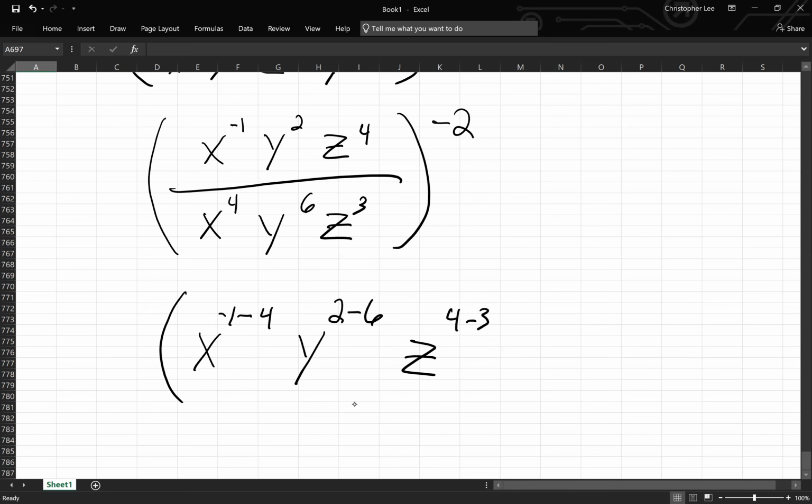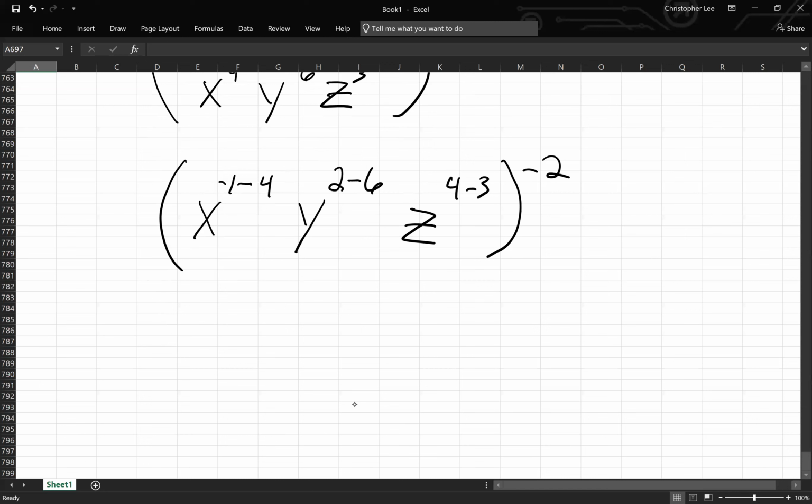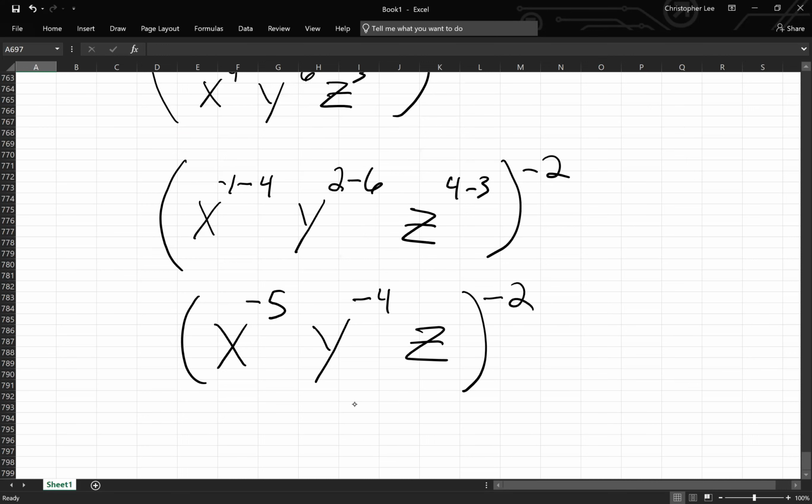Hold on. And it's a -2 power. Let's do the math on that. Help me out. This is x to the what? -5. Very good. And this is y to the what? -4. Very good. And z to the 1, right? raised to the -2 power.